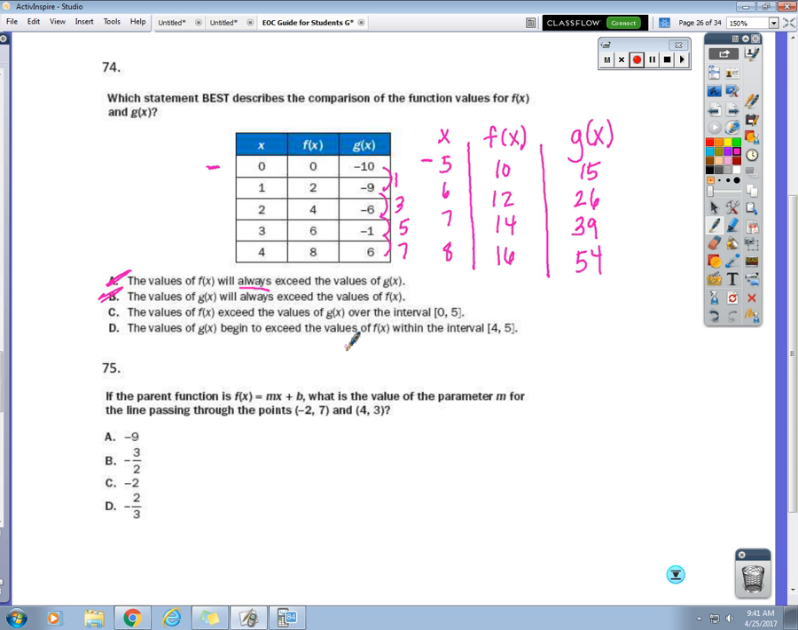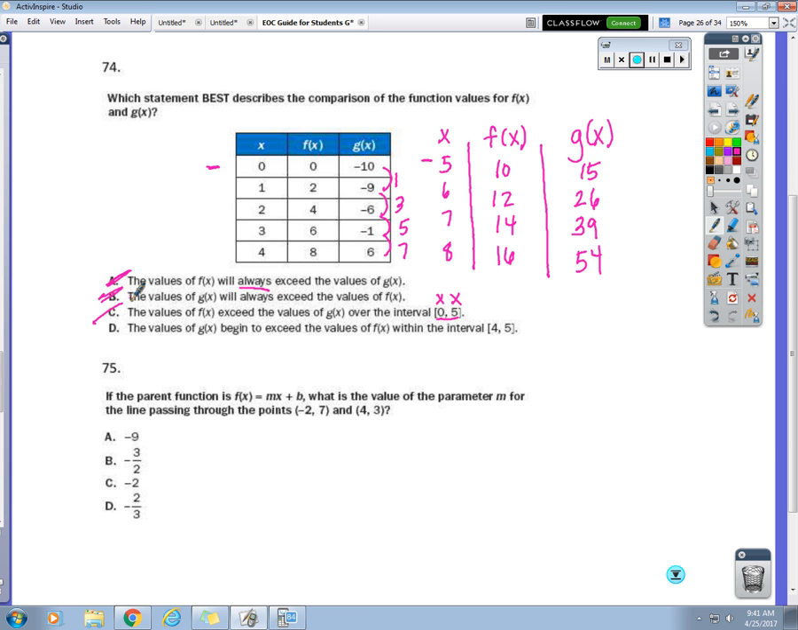Look at it again. Okay, look. It says over the interval 0 to 5. That means from the x value of 0 and the x value 5, are f of x values always bigger than g of x? They are until you get to what? 5. At 5, they get bigger. The g of x get bigger than the f of x.